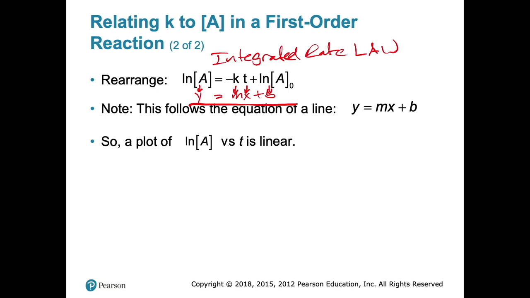So what that means is that the plot of ln A, the natural log of the concentration of A, versus time is linear. If you were to take all your data from Monday, take the natural log of all that data, and plot it against the time for each data point you took, and it comes out as a straight line, it means your reaction is first order. Does that make sense? All right.